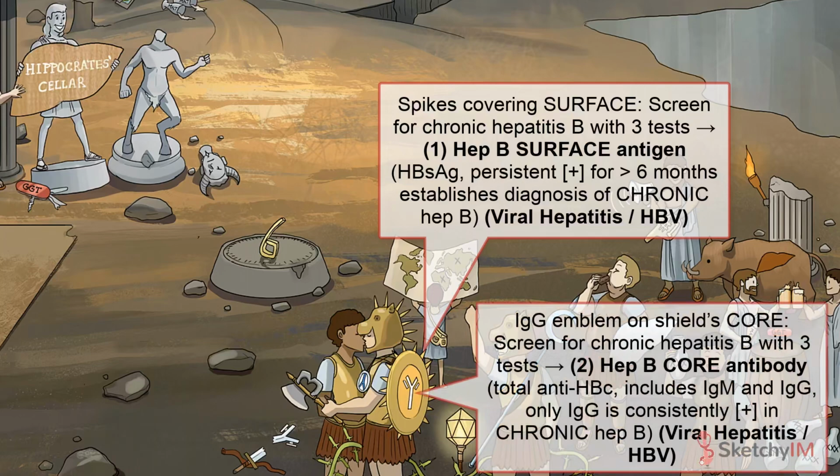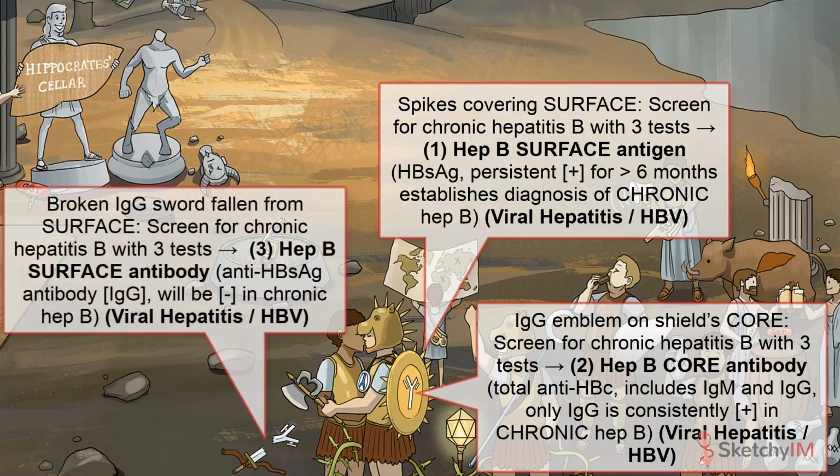Second, the Hep B core antibody. This is typically ordered as a total antibody level, which includes both IgM and IgG. But here in the world of chronic liver disease, it's the IgG version that will be consistently elevated, hence the IgG emblem on this shield's core. Third, the Hep B surface antibody. This test is negative in chronic hepatitis B, and acute Hep B for that matter. A positive test would indicate immunity. Definitely not the case here. To indicate a negative test result, we've included this broken antibody sword, recently fallen from the warrior's surface onto the ground.